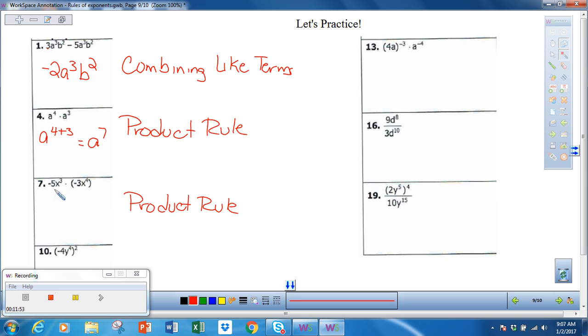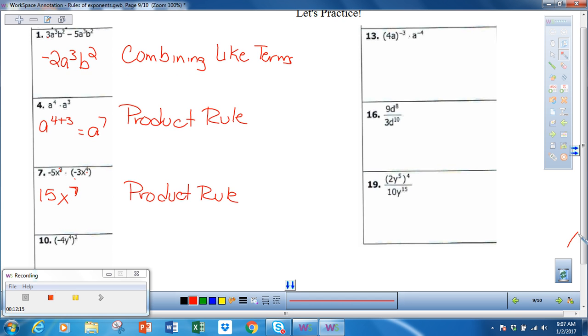When multiplying, remember to multiply coefficients first. So negative 3 times negative 5 is positive 15. And then we add the exponents. So 3 plus, is that a 3? 3 plus 4 is 7. That's a 2, then it's 6, but I think that's a 3.